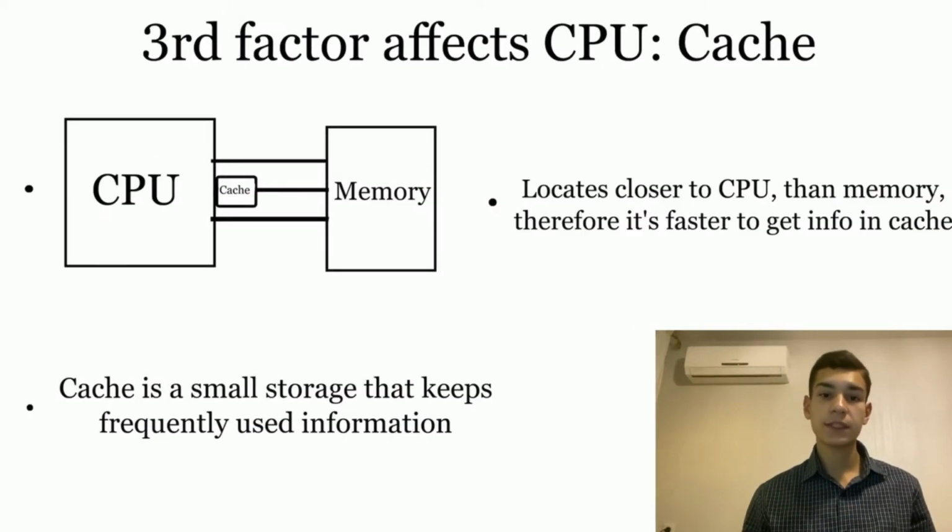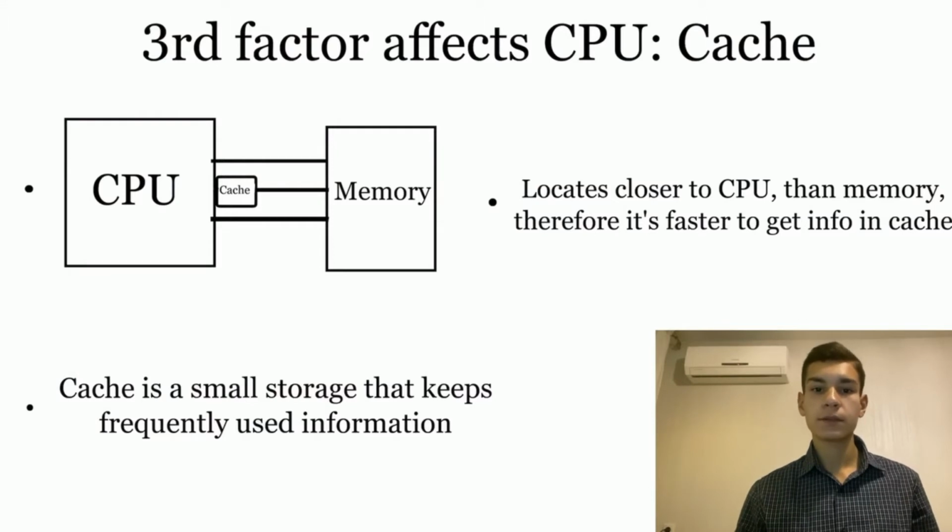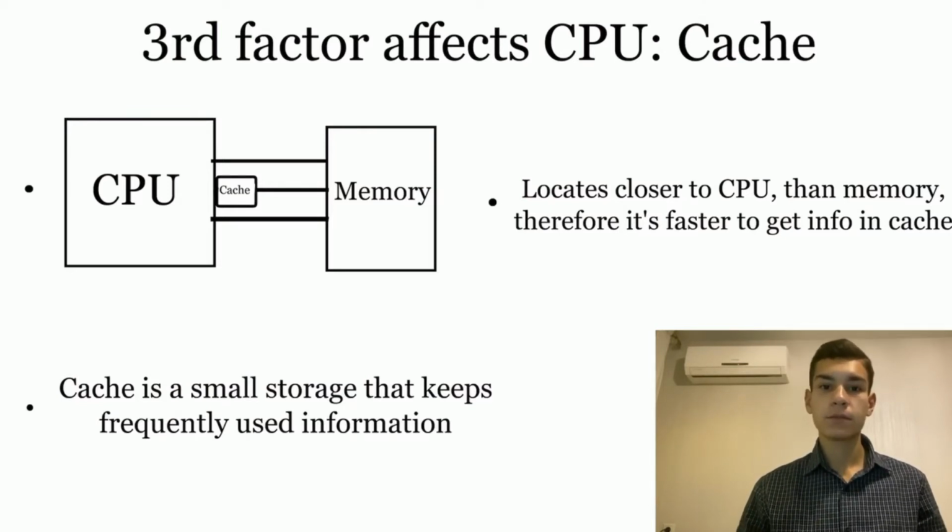The next factor is cache. Cache is a relatively small storage. It is located sometimes on the CPU, sometimes on a data bus, and it stores information which is more frequently used in the computer, so it helps to optimize the work of the computer, because the computer doesn't have to go all the way to RAM, and it can get information faster from cache.